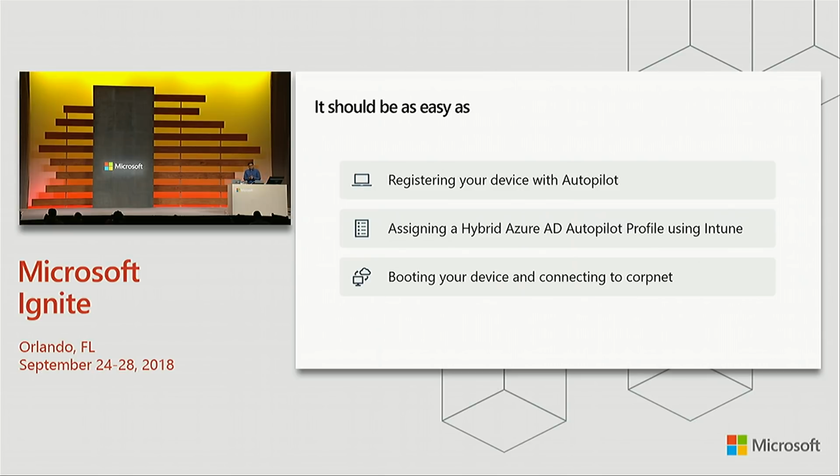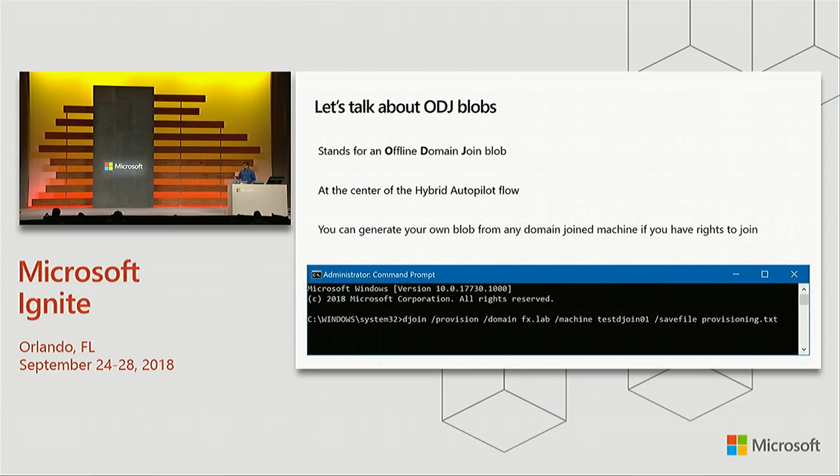I'll take a moment here and switch into the specifics of how hybrid AAD join works. Some context before we go into that revolves around these things we call ODJ blobs. So let's talk about ODJ blobs, and what do I mean when I say an ODJ blob? Well, ODJ stands for Offline Domain Join, and this blob is really at the center of the hybrid Autopilot flow. This is not a new technology. It's a technology that's been around for quite some time.